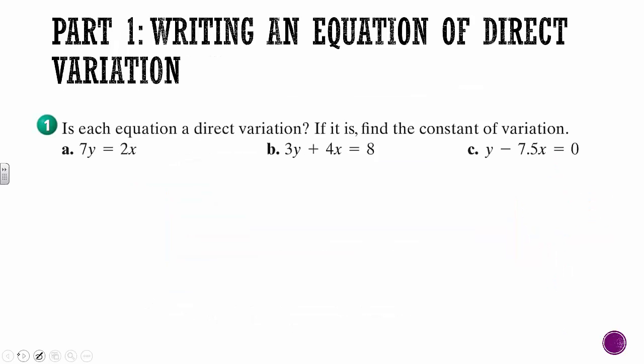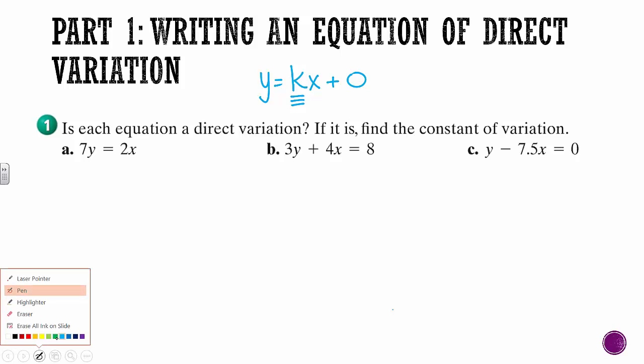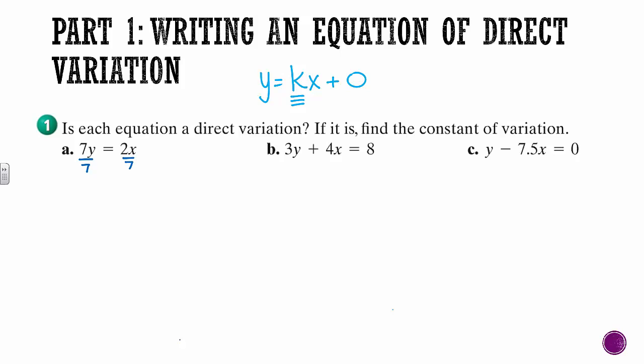So is each equation direct variation? If it is, find the constant of variation. So we need to put these in kind of y equals mx plus b order, but in y equals kx. We're looking for 2 things. We want the constant of variation if we don't have a y-intercept. So the first one, let's get y by itself. I'm going to have to divide by 7.